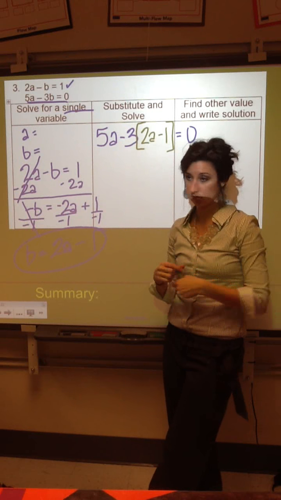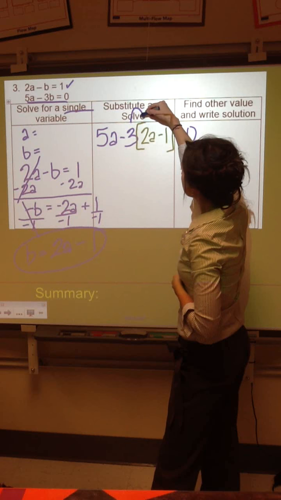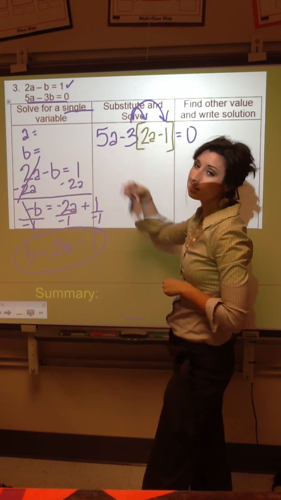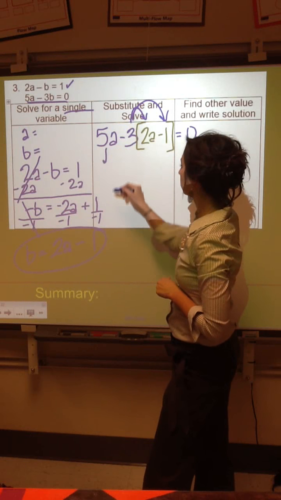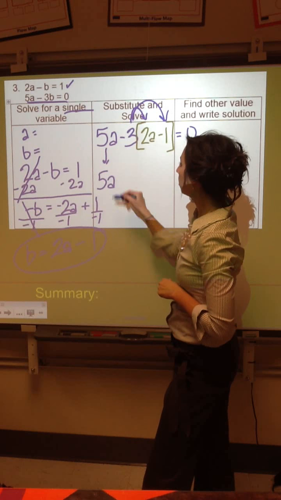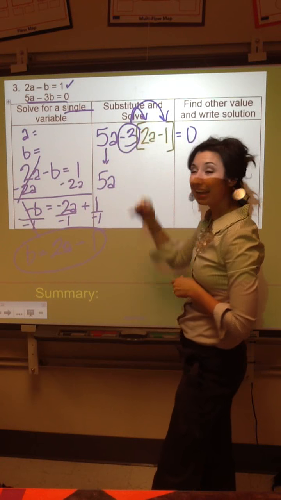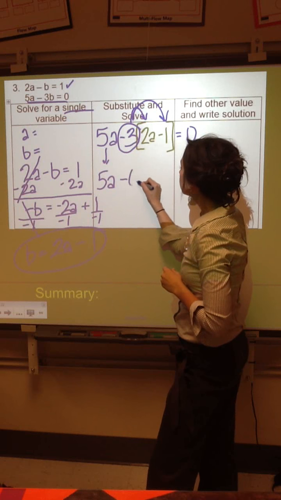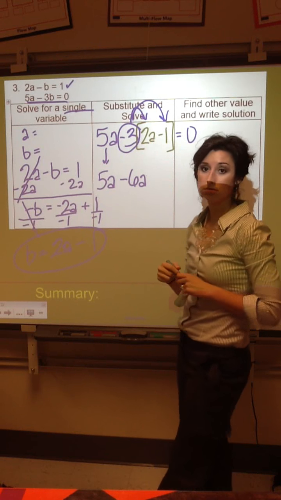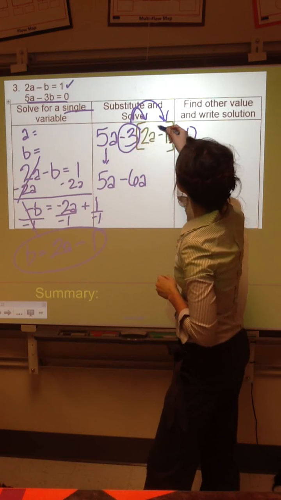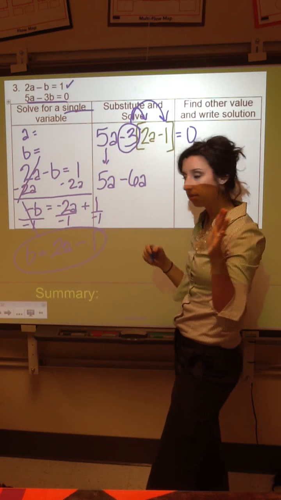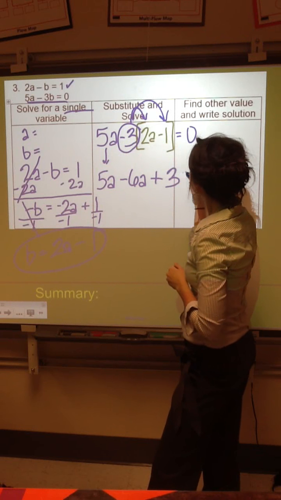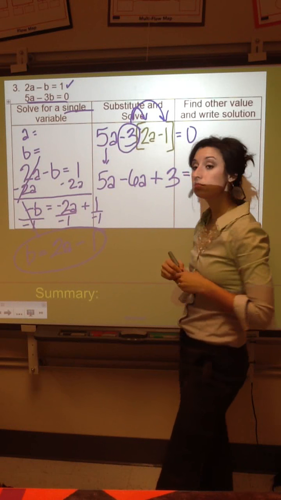All we're doing is just plugging it in, okay? So now, what does this look like? Distributive property, you guys are experts, okay? Have I done anything with this 5a? What do I do with it? Bring it down. 5a, and then I have a negative 3. Negative 3 times positive 2 is minus 6a, and then negative times negative is a positive. 3 times 1 is 3. All of that is supposed to equal 0.